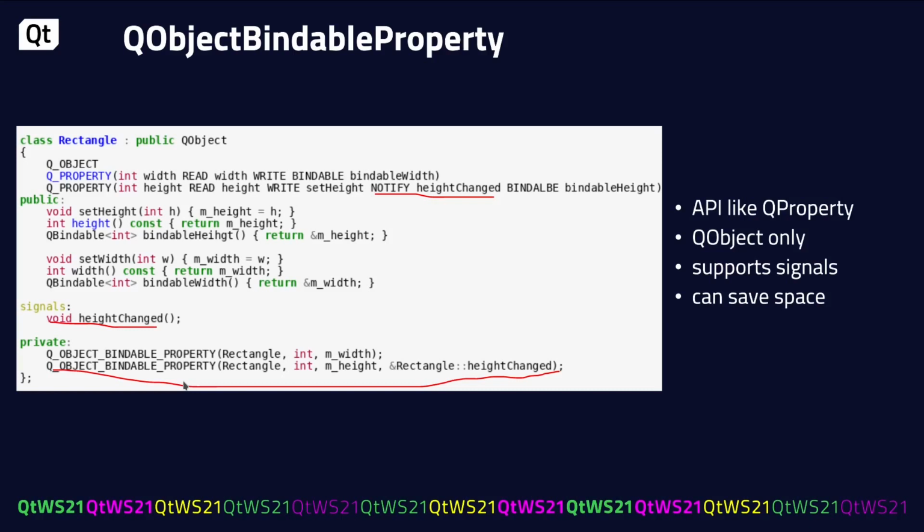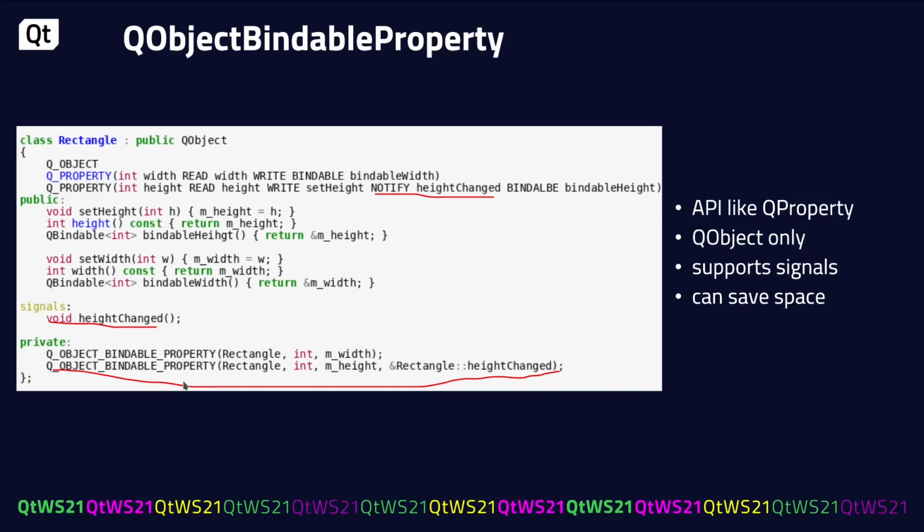And when it comes to API, QObjectBindableProperty behaves like QProperty. That's why we didn't need to do any further changes in the setters and getters. It is only usable inside QObject because nowhere else do you have support for signals. And there is one additional benefit of it, and that is that it can save space if the property doesn't actually have a binding and is not used in bindings and is not observed. We come to that point later when we are talking about the internals of the property system.